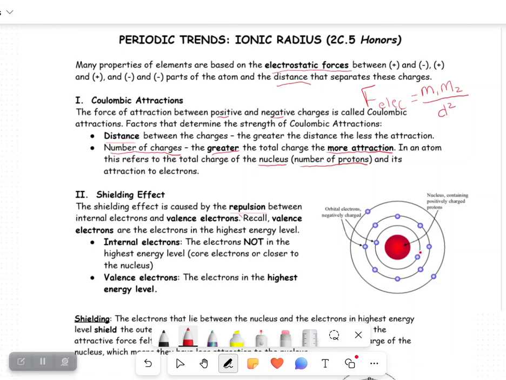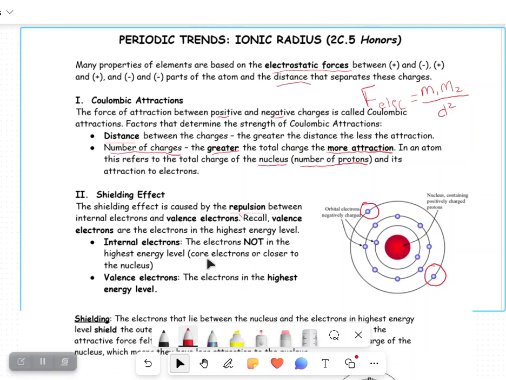So we have the valence electrons. There's two valence electrons in this model. So we have two here, and they're the outermost electrons. And then we have all these electrons here that are in between, or internal electrons. And effectively, they are shielding the force of attraction between all the protons here in the middle and these two valence electrons on the outside. Okay, so the internal electrons are the electrons not in the highest energy level, or they're the ones that are closer to the nucleus, and the valence electrons are in the highest energy level. All right, let me move it down.